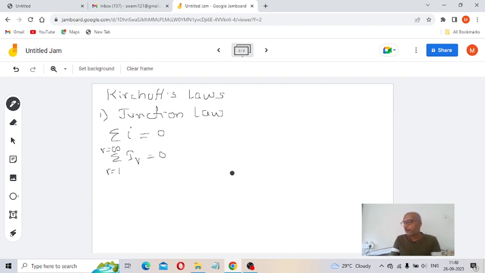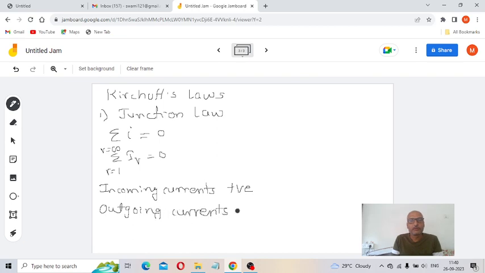So here we will treat current as positive and negative, and the sign convention is: incoming currents are positive, outgoing currents negative, or you can use the opposite.